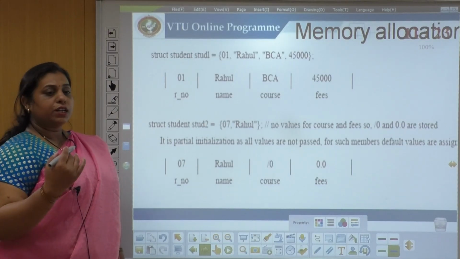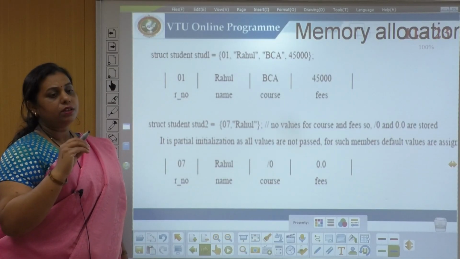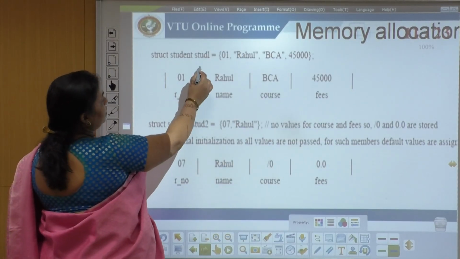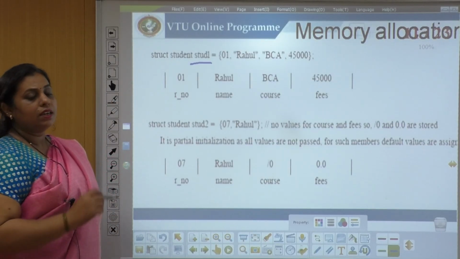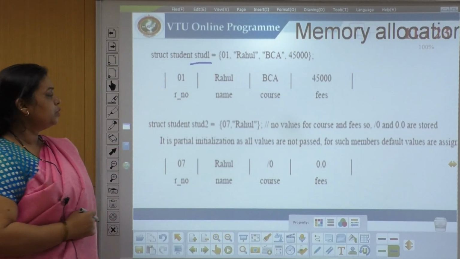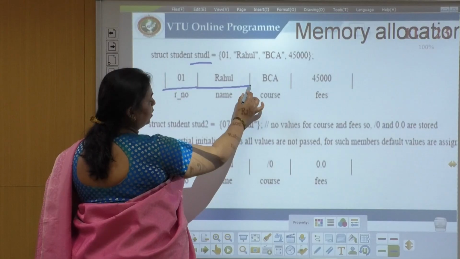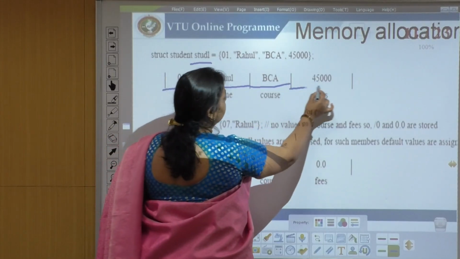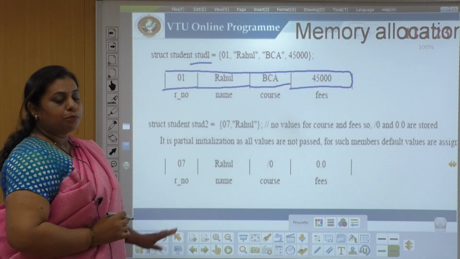Next one, when the data is stored into the structure member variables, it is stored in a sequence. Look here, student 1's roll number is 01, his name is Rahul, he is enrolled in the course BCA and has paid 45,000, right? So continuously in the memory, 2 bytes are reserved for the roll number, 20 bytes for the name, 20 bytes to store the name of the course, followed by 4 bytes to store the information about the fees that particular student has paid.